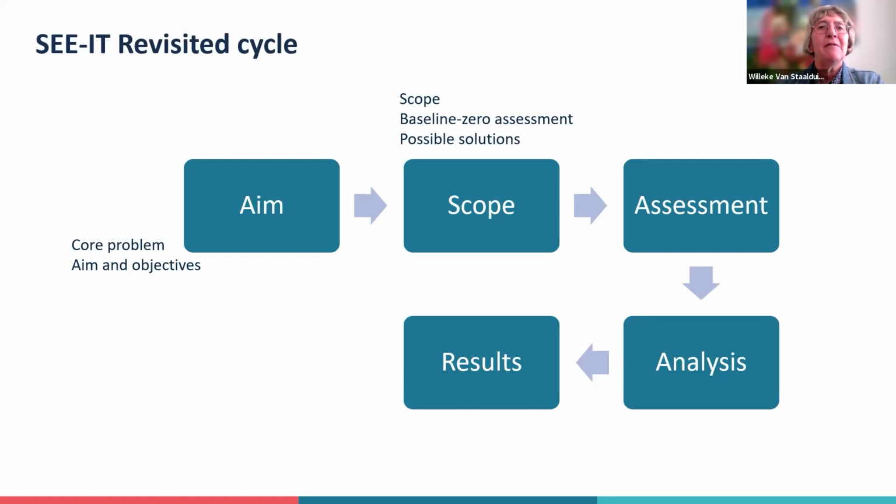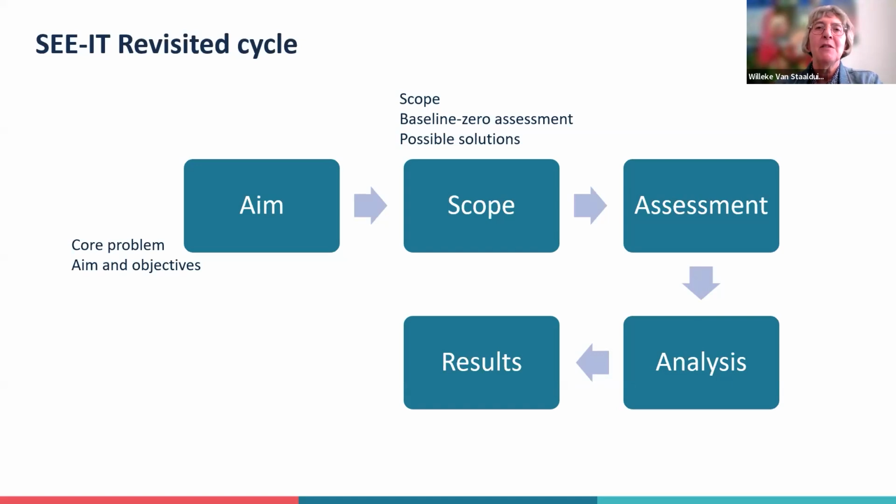The See It Revisited makes use of a cycle of impact assessments. It starts with defining the aim. What is the core problem, and what are the aim and objectives? For instance, if you have a neighborhood where the population is developing a lot of obesity, one of the core problems is how to reduce the number of people with obesity.